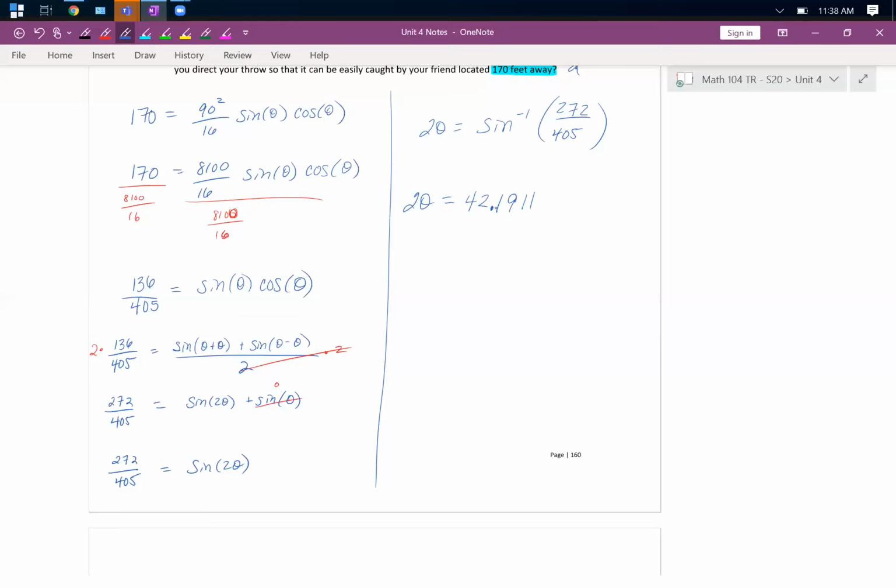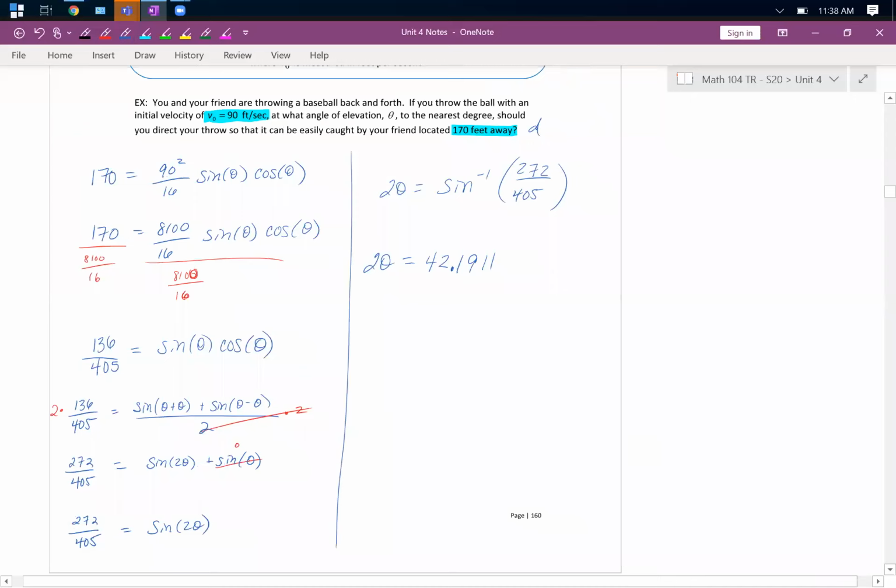Now, if it wasn't an application problem and it was just, find the solutions on the interval 0 to 2 pi, I'd need to find the sister triangle. And then because our argument was 2 theta, we'd actually need to go a second trip around the circle. But because it is an application problem, throwing something at an angle of 417 degrees does not make sense. So we are not going to find those additional ones. I mean, you could and then rule them out because it didn't make sense for the context of the application.